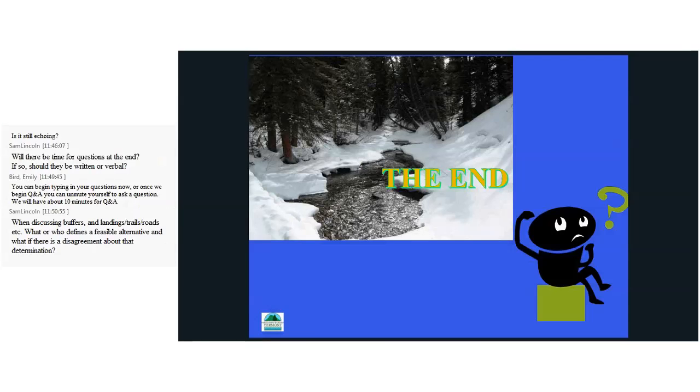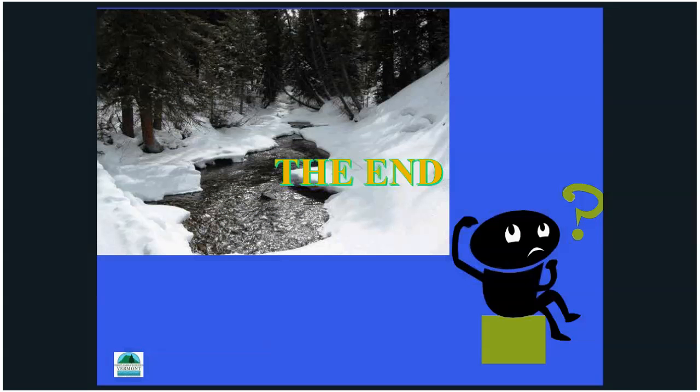Yep. Question online: when discussing buffers and landing trails, roads, et cetera, what or who defined the feasible alternative? And what if there is a disagreement about that determination?